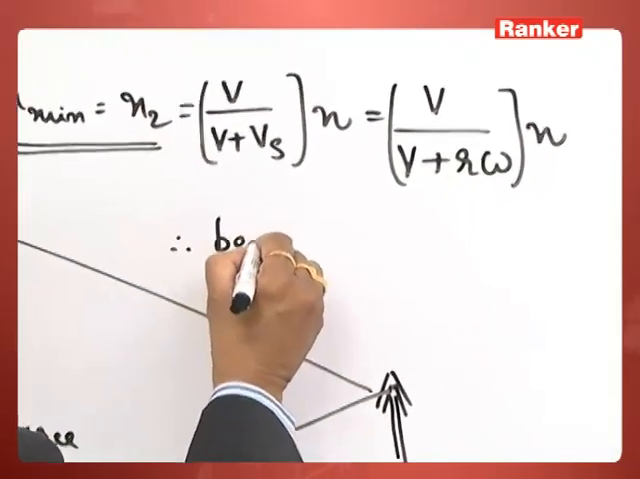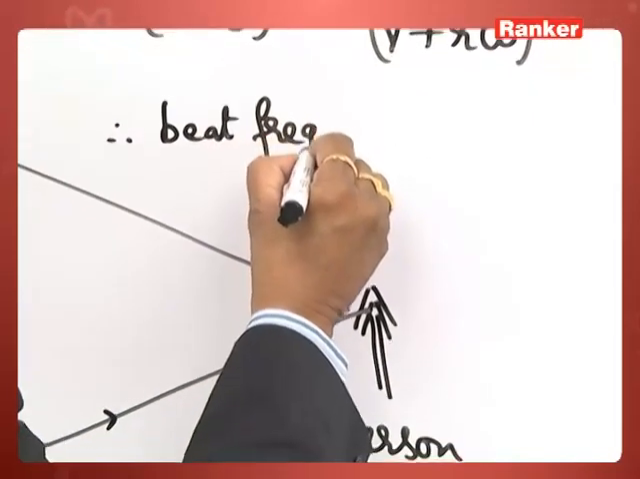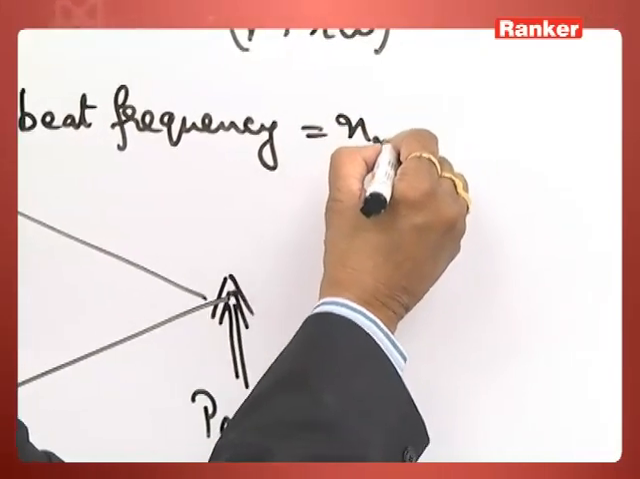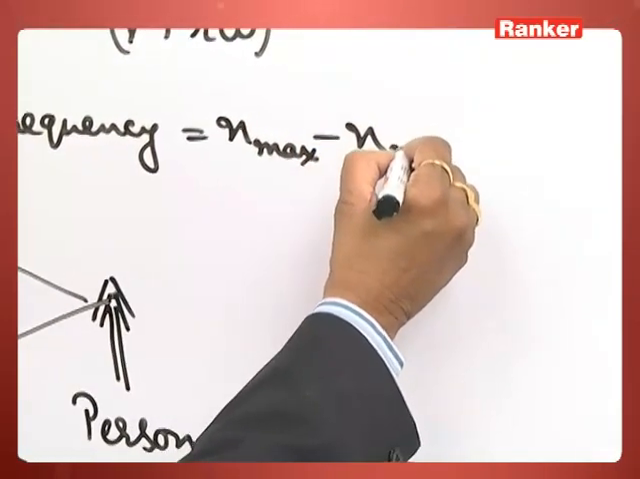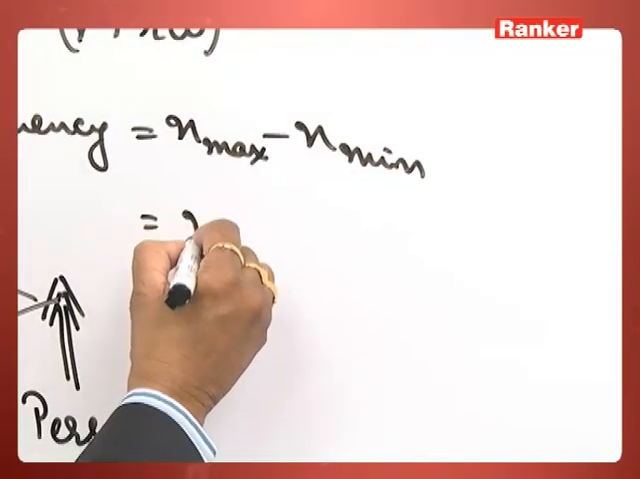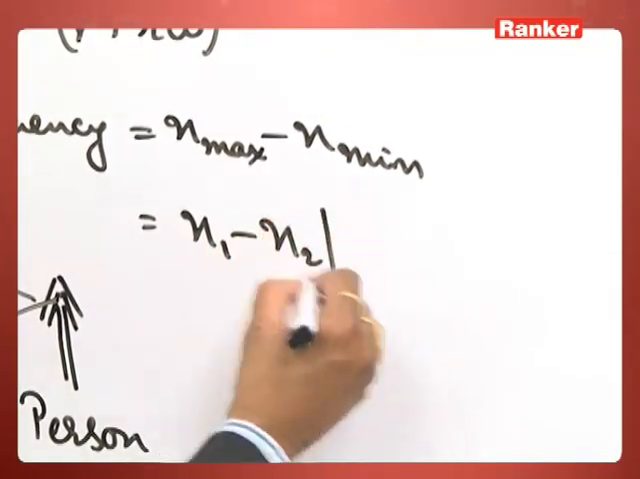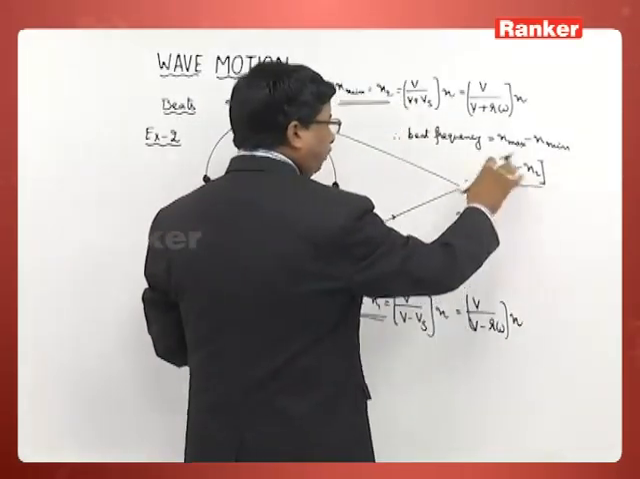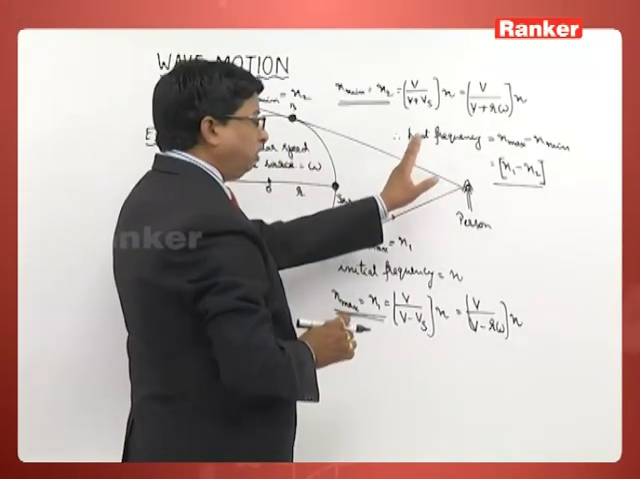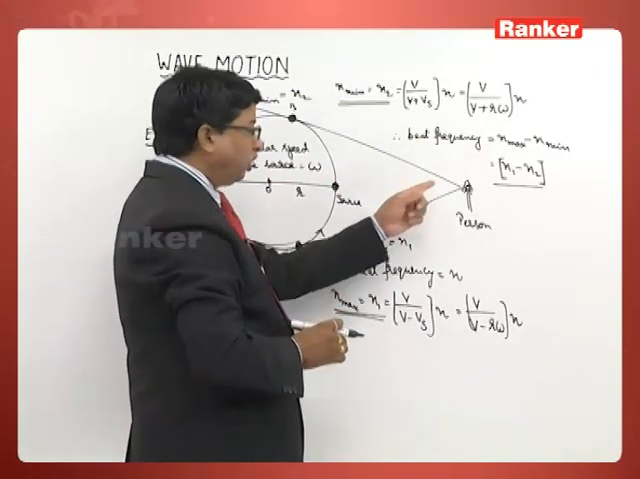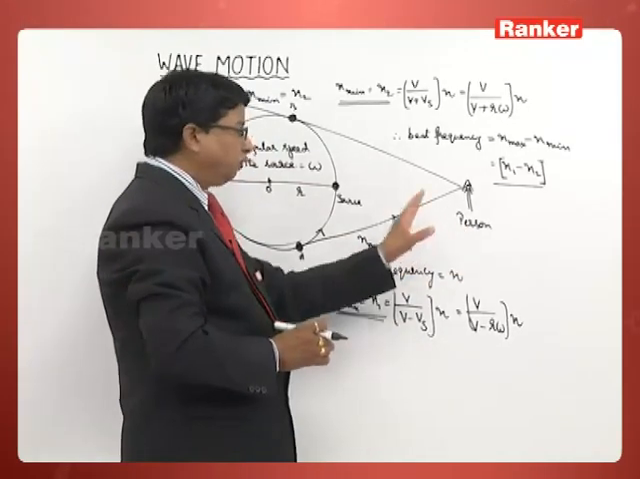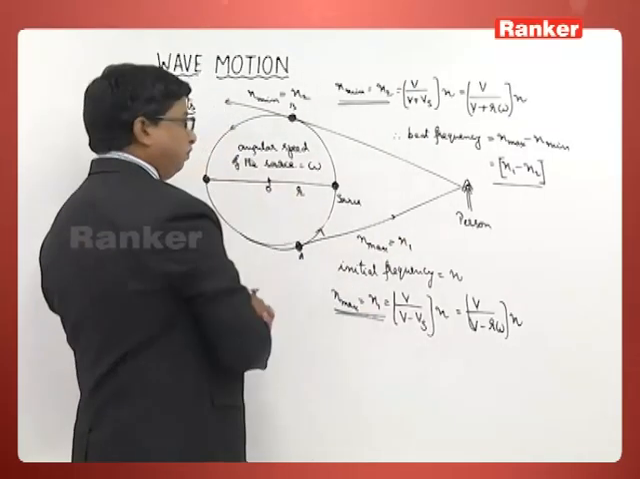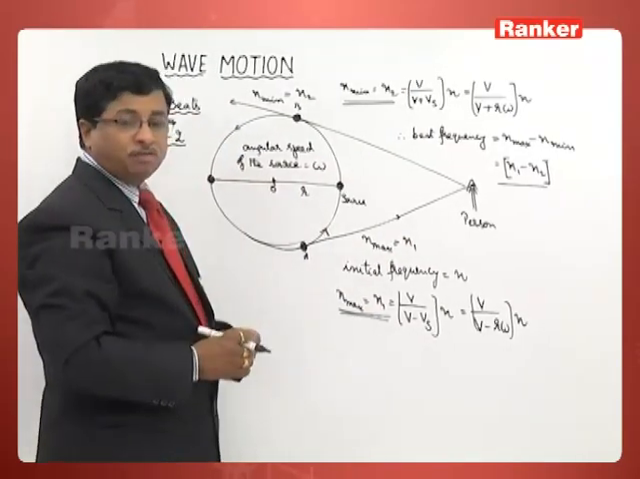So, what we can understand here then? Therefore, beat frequency, what is that value? It is N maximum minus N minimum, in other words, N1 minus N2. You just take this value. By looking at that number, what has been calculated, you can decide whether he can hear beats per second over there or not. So, this is one more concept. Same question even can be asked the other way also.